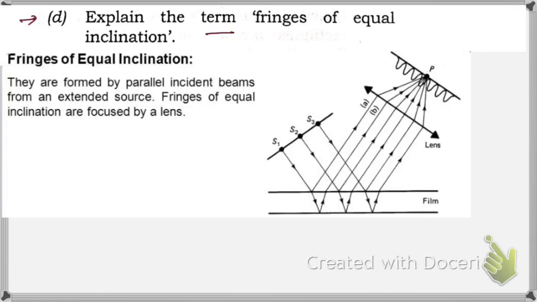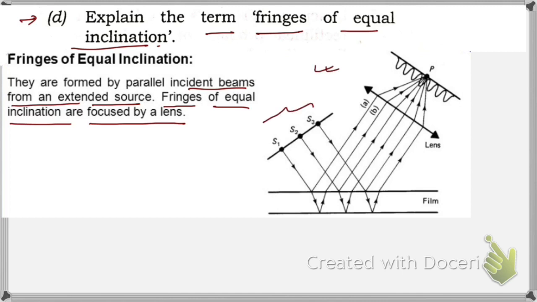Explain the term fringes of equal inclination. Now you see these fringes are formed by parallel incident beams from an extended source. These fringes of equal inclination are focused by a lens. Here you can see the diagram. This is the extended source, and from it parallel light is coming and is reflected from the top surface as well as the bottom surface. This is a film having a thickness, suppose t.